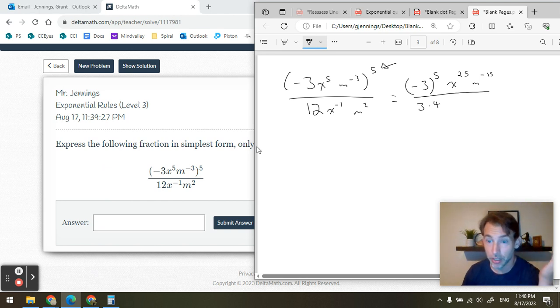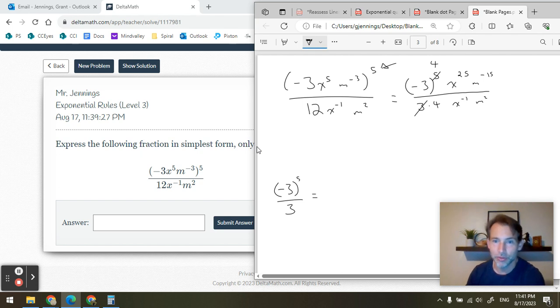I have no 2's on top to cancel. Anyway, then x to the minus 1, m squared. All right. So now this one here, that's 3 to the 1. That's going to cancel one of those 3's and make that a 4. But be very careful because it does not cancel the negative there. So here's what I'm saying. Negative 3 to the 5 divided by 3.